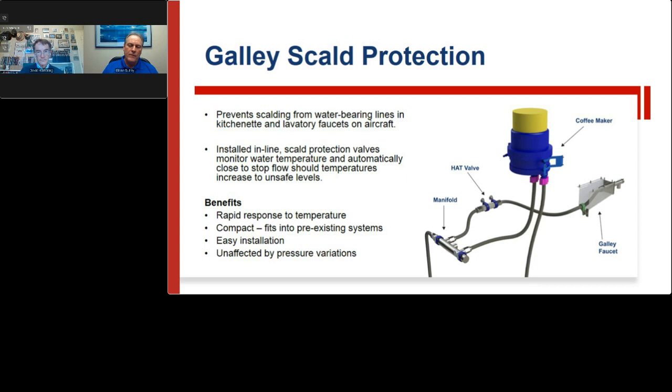as you can quite imagine, coffee temperature is usually up around 170, 180 degrees F. If there's ever a backflow condition that could possibly get to the galley faucet, our HAT valve is in series in line with that. And when it senses anything over scalding, which would be about 120 degrees F, the valve will automatically shut down and refuse any flow past that until it drops down below to a safe temperature.